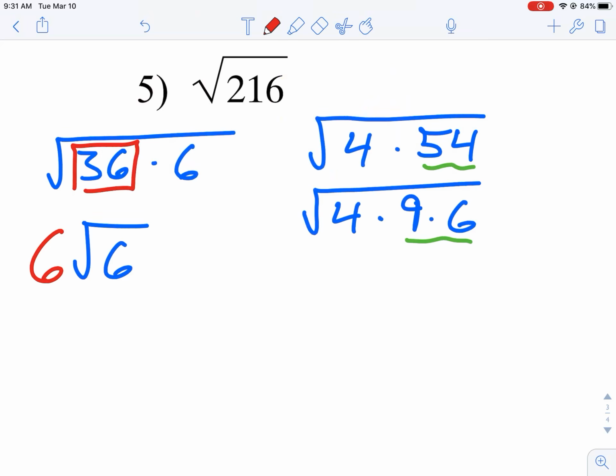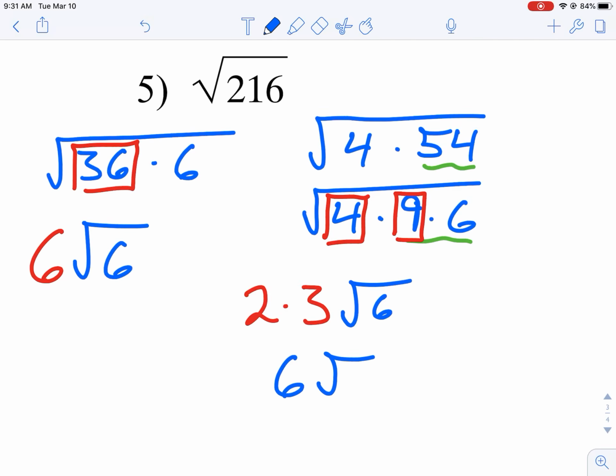Now, here's your perfect squares. 4 is a perfect square. 9 is a perfect square. 6 is not, so it's not going to break down anymore because it's going to give me 2 and 3, and those are both prime. But the square root of 4 is 2, the square root of 9 is 3, and then the square root of 6 is still left over, so that becomes 6 square root of 6. Notice, same thing, but you just took a different path.